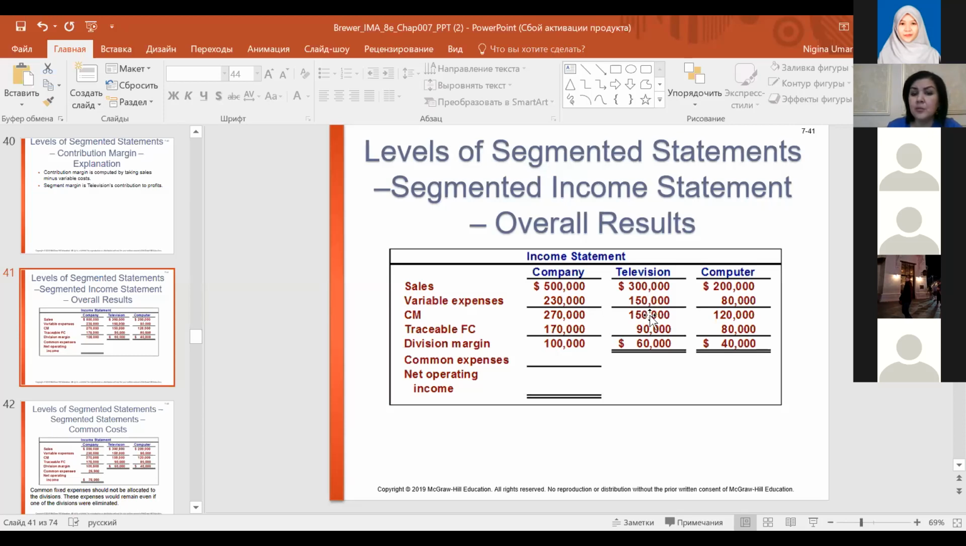Then contribution margin we calculate for each division. For the company as a total, we add up contribution margin of both divisions, and now it's 270. And each division has its traceable fixed costs. If we add up traceable fixed cost, we calculate for the company as a total, and division margin. Division margin for each division. If we add up, we'll get a total company division margin.